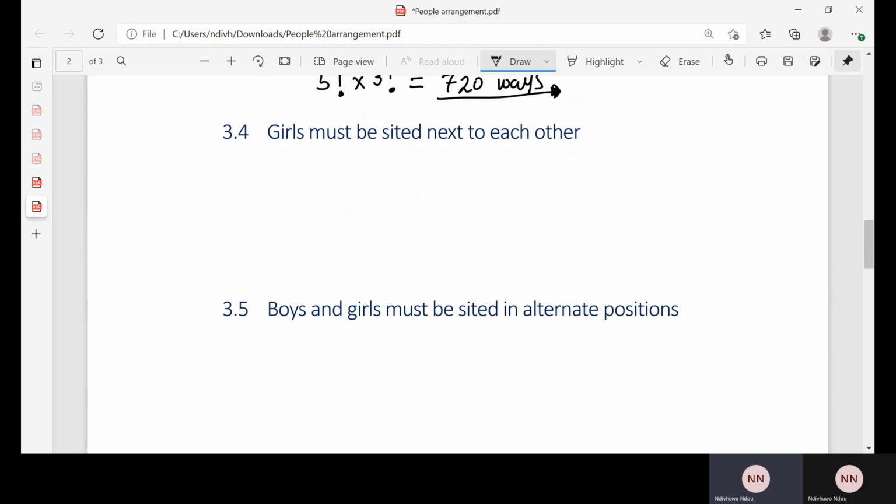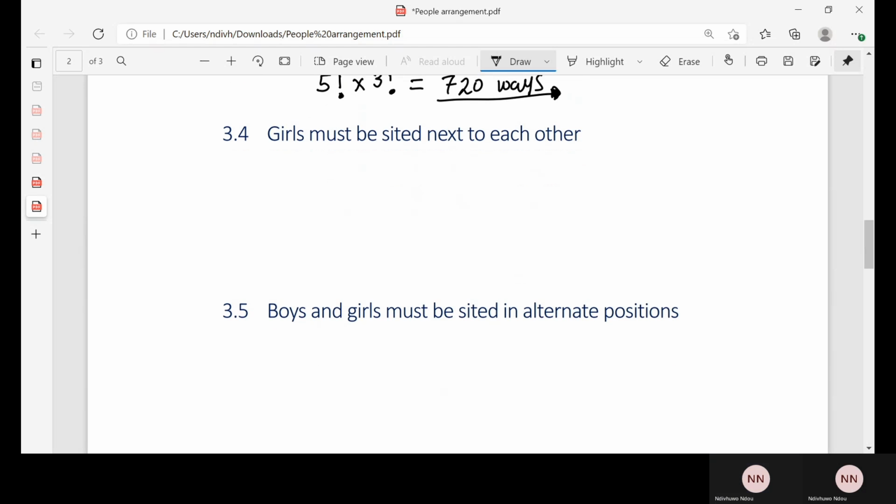Let's go to 3.4. I also forgot to include "all". If all girls must be seated next to each other, determine the total number of arrangements that can be made. So now they're saying if all girls are to be seated next to each other, it means we just place the girls next to each other. The girls are together. Boys can just be seated anyhow they like.